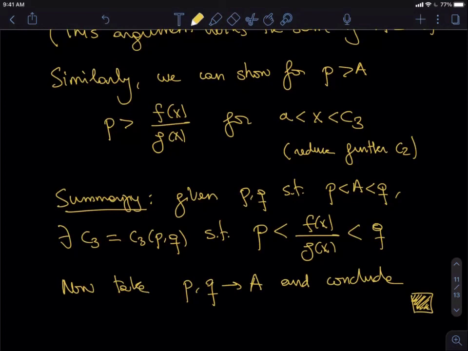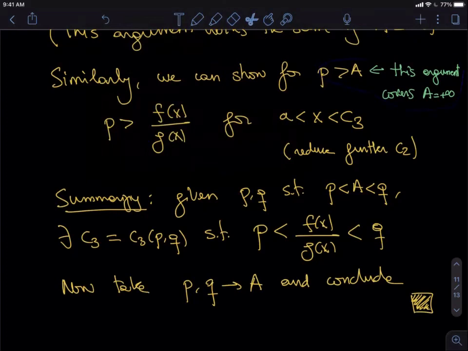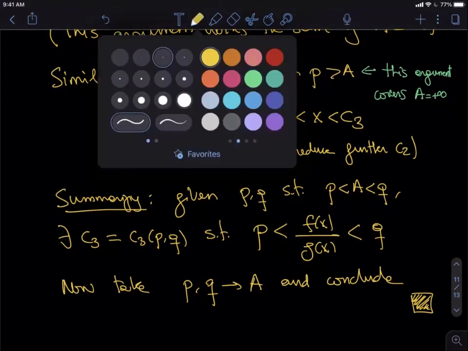One thing that I want to mention is that here this argument for P covers A equal plus infinity. Okay, so the same way that the argument for Q covered negative infinity, the case of plus infinity is covered by the argument for P. That is the last detail in the proof.